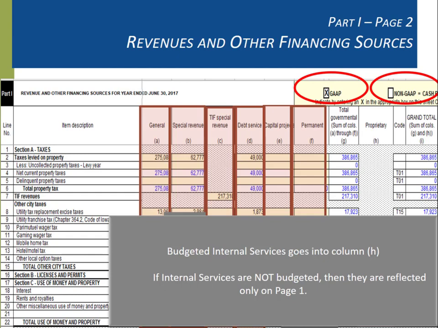Now, for those of you using budgeted internal service funds, that's like if you have a pool for purchasing, if you buy all of your supplies out of this pool, and that might include office supplies or tires or oils for your trucks or something like that. So if you have budgeted those items, then you would include them here in column H. If you have not budgeted those, then you'll just refer to those on page 1 if there's no budget cover. If you have any questions about that, feel free to give us a call.